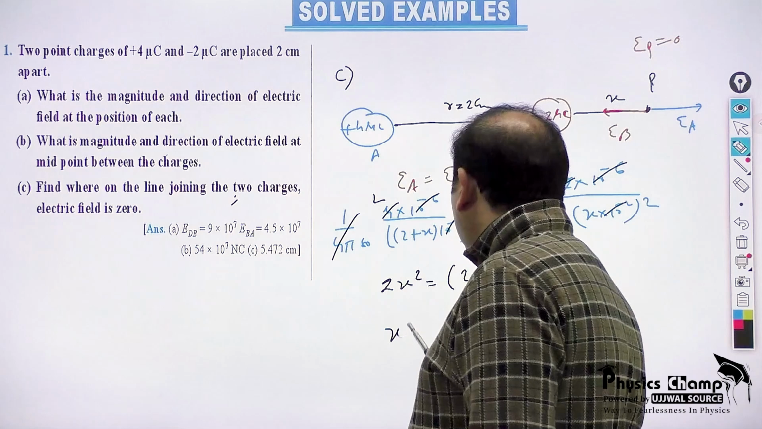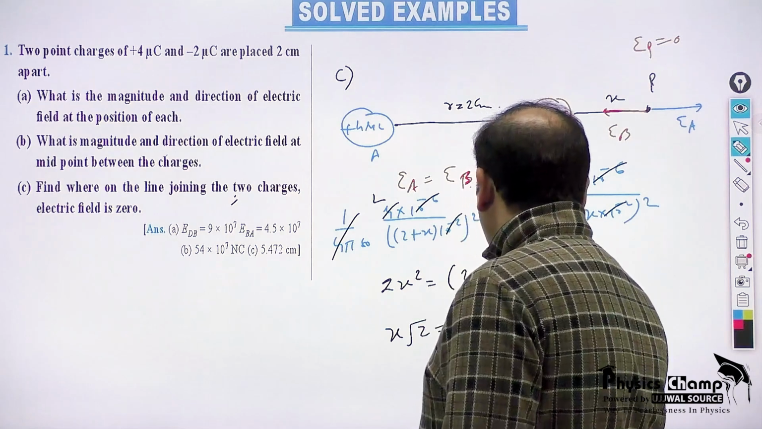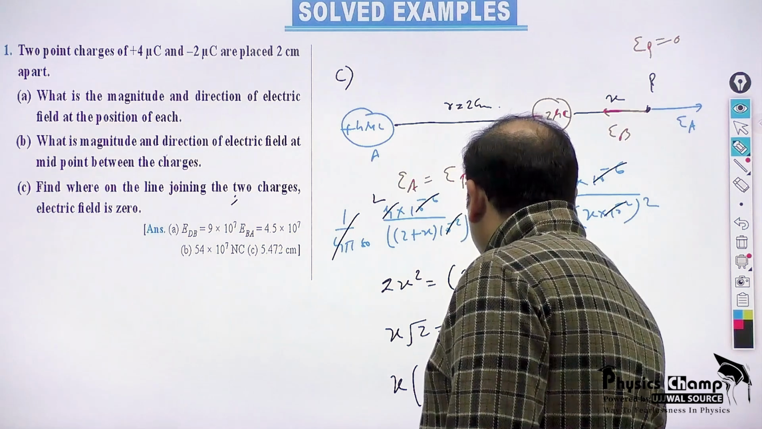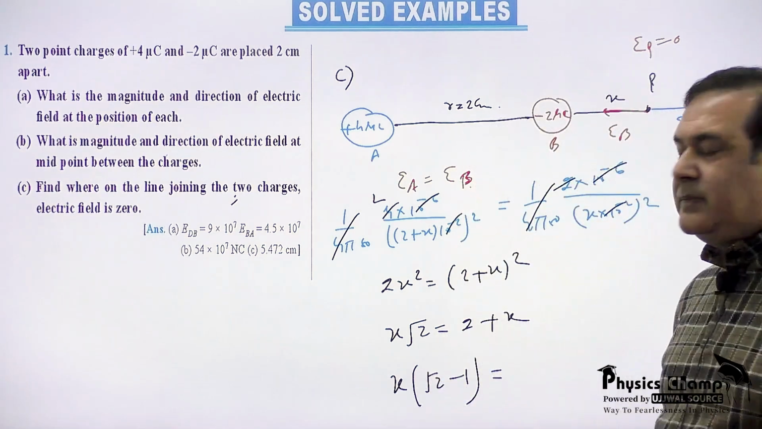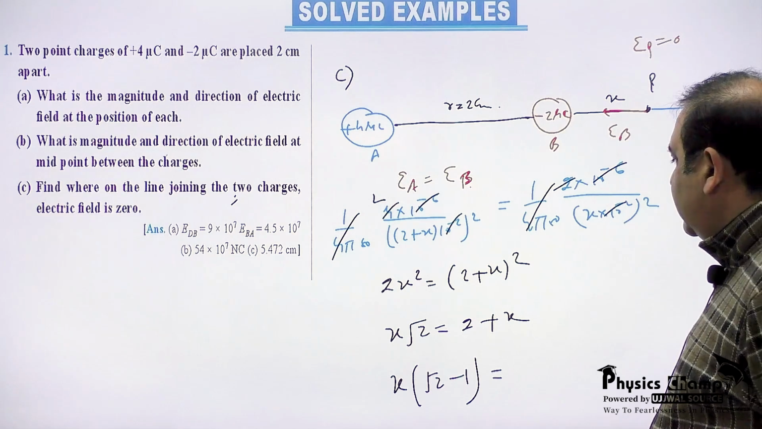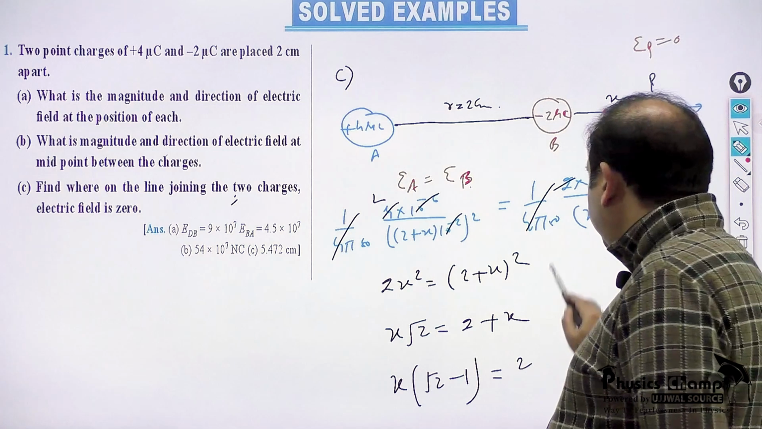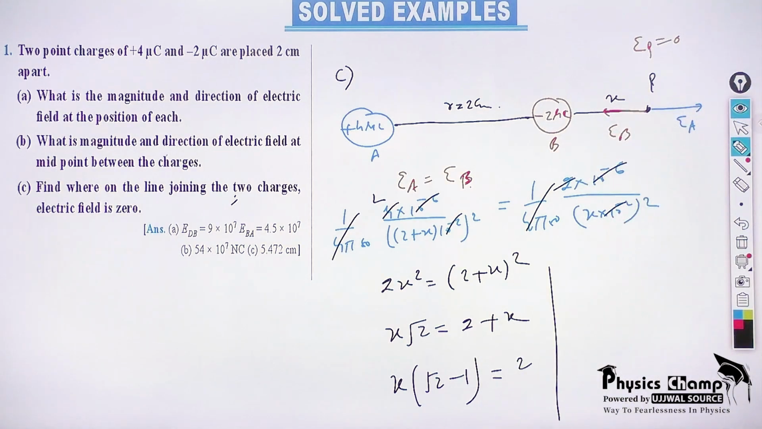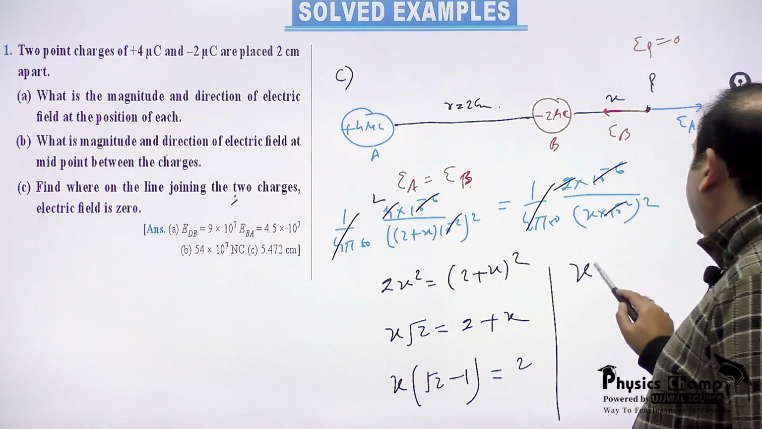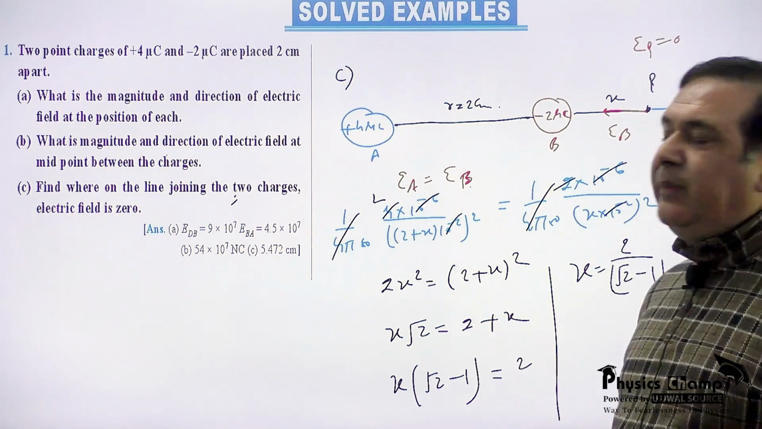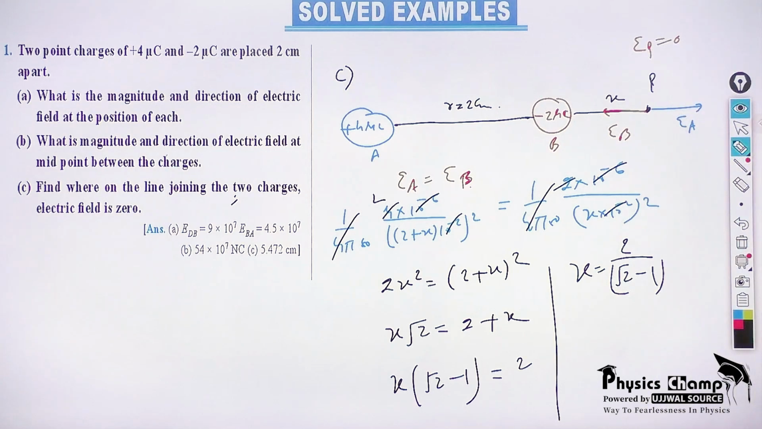So x root 2 is 2 plus x. x into (root 2 minus 1) is equal to 2. So we will get x as 2 by (root 2 minus 1), and we can get that position where we will get the net electric field to be 0 on the line joining the two charges.